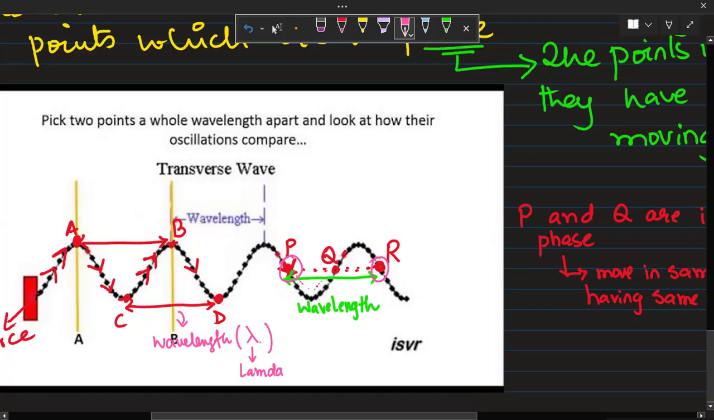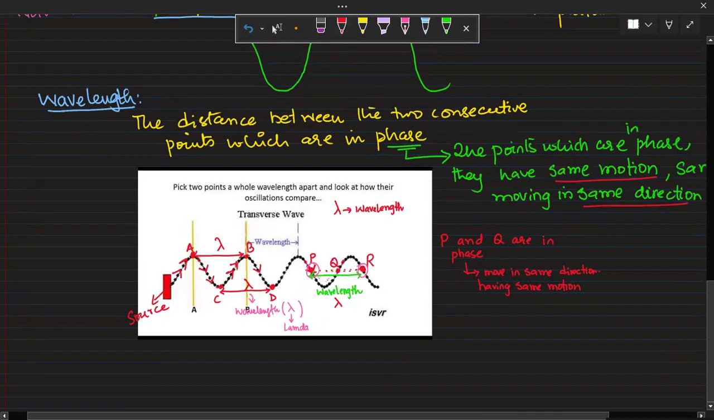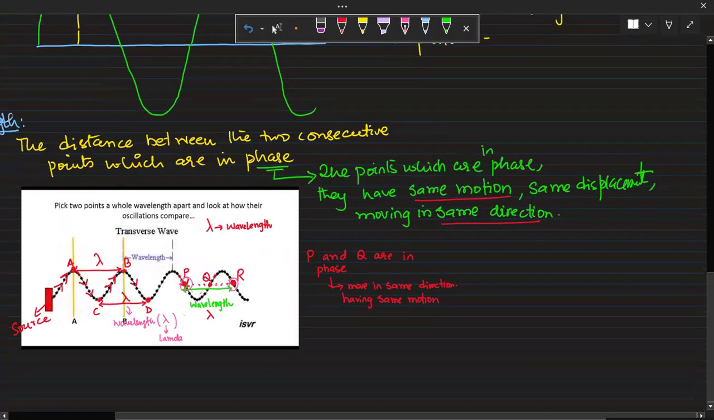Clear? So we can simply write lambda here. Is this clear? So lambda is what? The wavelength. And wavelength is what? The distance between two consecutive points which are in phase, right? Okay. Is this clear now?